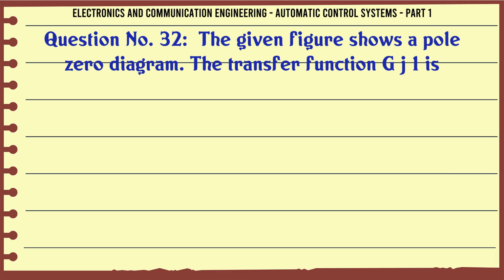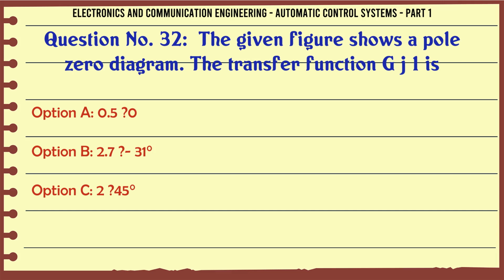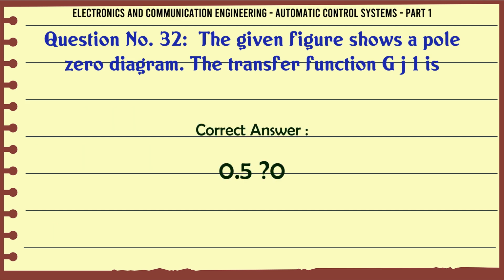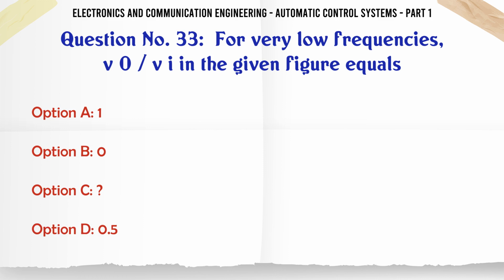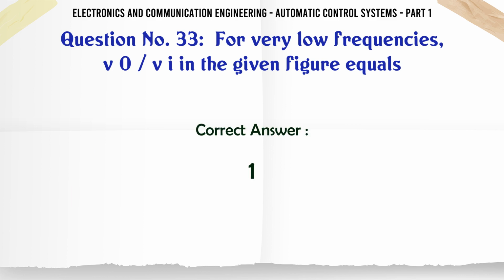The given figure shows a pole zero diagram. The transfer function G(j1) is: A, 0.50; B, 2.731; C, 245; D, 267.4. The correct answer is 0.50. For very low frequencies, V0 by Vi in the given figure equals: A, 1; B, 0; C, 1; D, 0.5. The correct answer is 1.